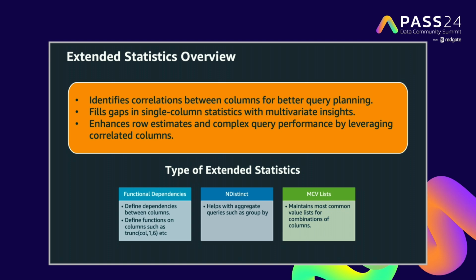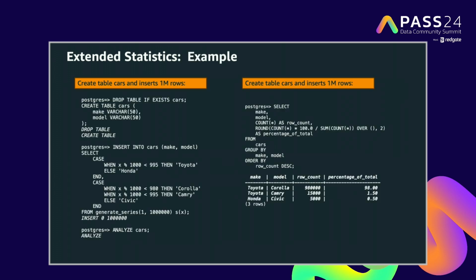So you can create stats on that. The other thing is dependency, like what we have been talking about. If you have columns that are correlated, it can be two or more columns, and you define that. With NDistinct, let's dive deeper into each, because we are a bit pressed on time.